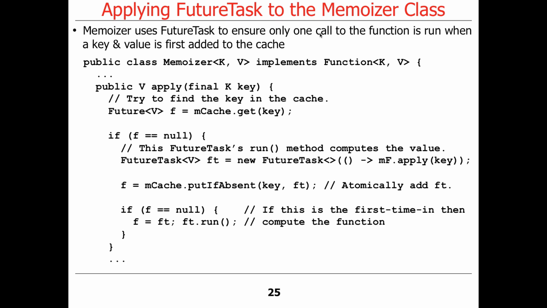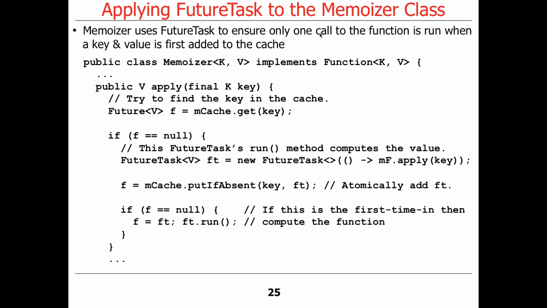And then we'll run that call. So just think about the different conditions that may have occurred. We might have come in here and found that we already had a future. If we didn't, we would go ahead and make a new future task. We're going to stick that in the map once. It'll only go in one time. And if that was the first time in, we actually run the future task.